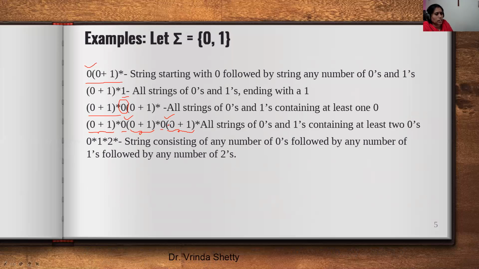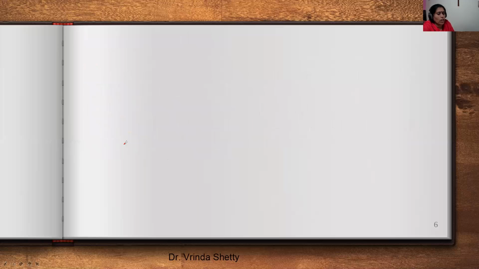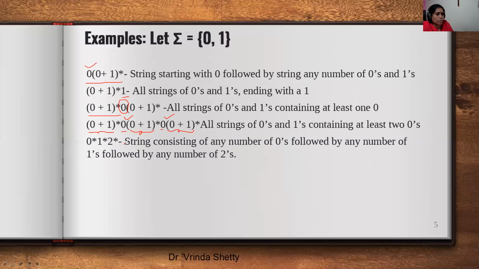0 star, 1 star, 2 star. The star indicates 0 or more occurrences. So 0 or more occurrences of zeros followed by 0 or more occurrences of 1s, followed by 0 or more occurrences of 2s. So the string consists of any number of zeros followed by 1s followed by 2s. This is how we write a few simple examples of regular expressions.